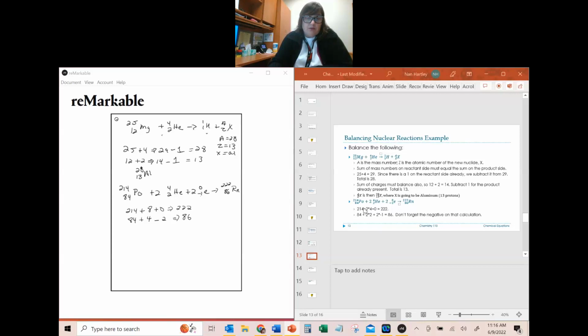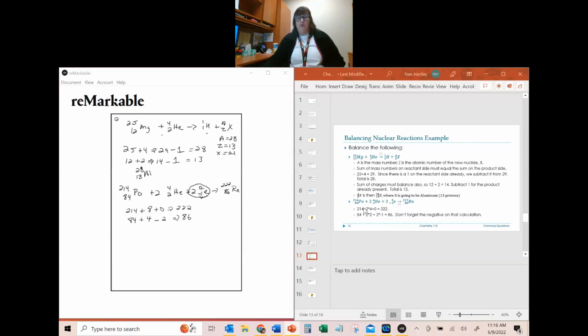Okay, so remember that when we're dealing with these negative particles, these guys right in here, we are then going to be talking about subtracting that out. So this is going to be the same kind of math that we typically do. Don't forget the negative on that calculation. Okay, so that is a verification that that is a balanced equation.